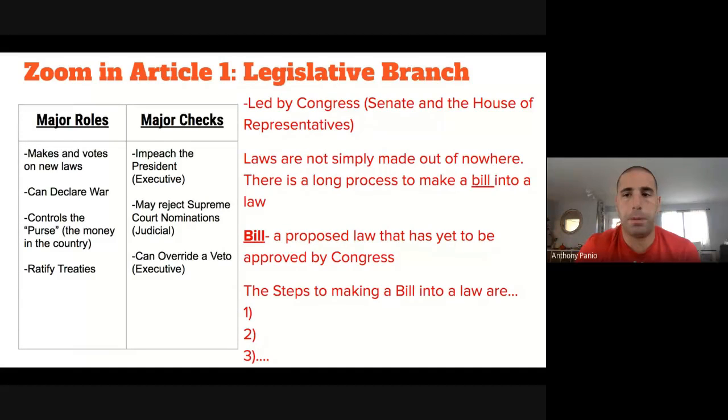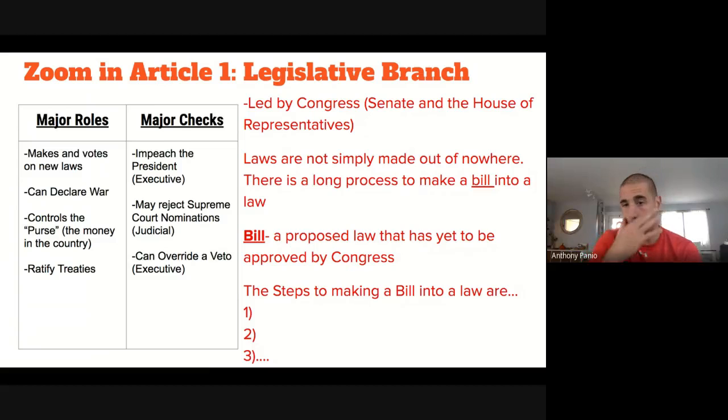Laws are not simply made out of nowhere, and you're going to notice they take a lot of time. There's a long process of how something becomes a law. But the first step is you have to propose what's called a bill. Technically speaking, after 1913, if you wanted to propose a bill and try to make a law, anyone can.